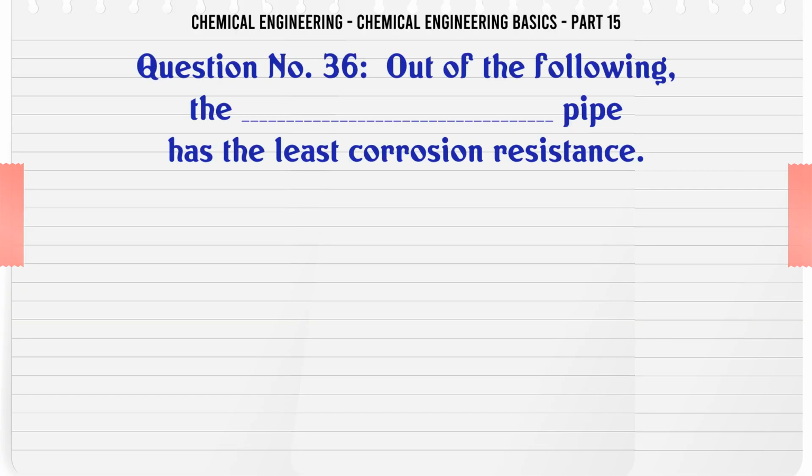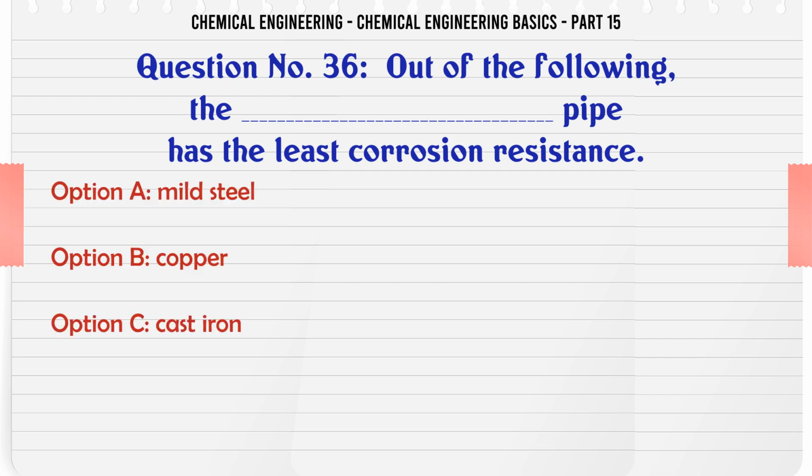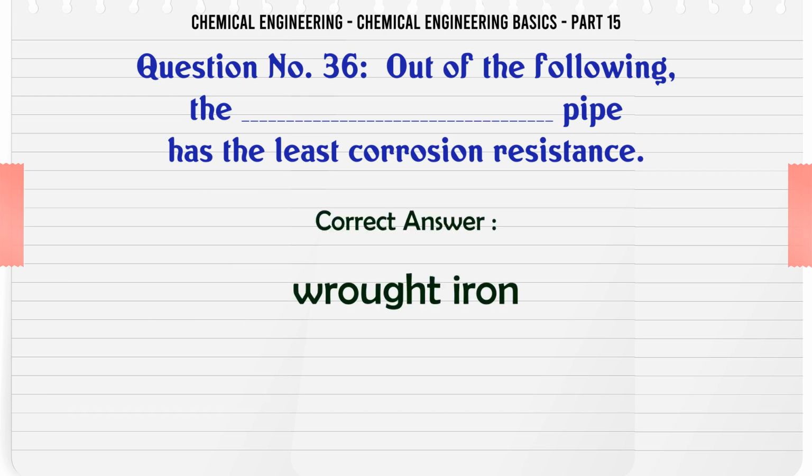Out of the following, the pipe has the least corrosion resistance. A. Mild steel. B. Copper. C. Cast iron. D. Wrought iron. The correct answer is wrought iron.